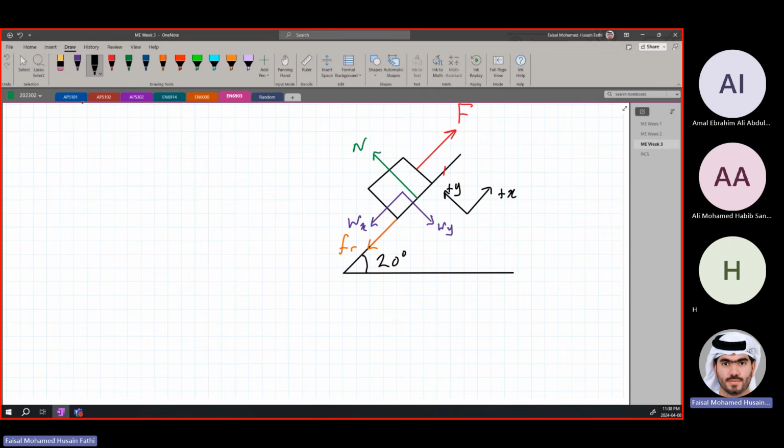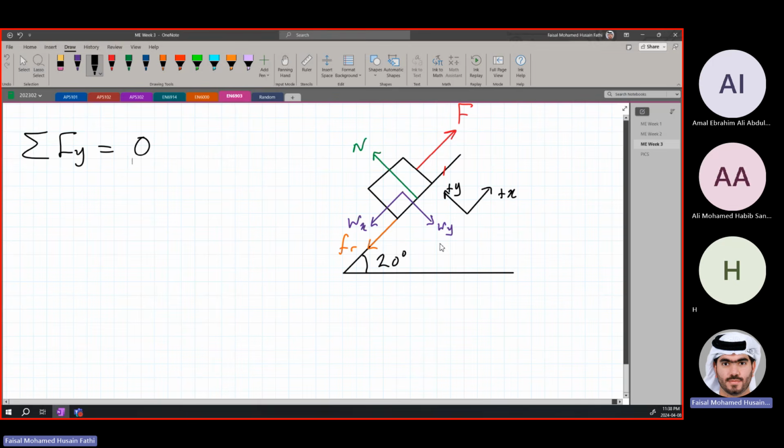And we can start solving for sigma Fy, which is equal to 0. Then there is no motion in the y direction. Okay, it is in equilibrium. Sigma Fy is equal to 0.